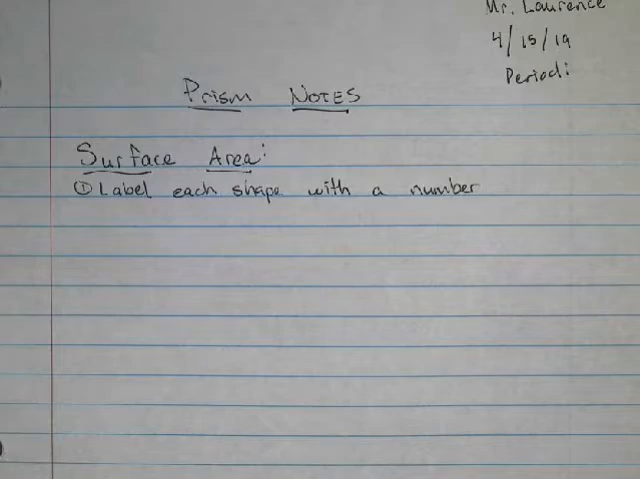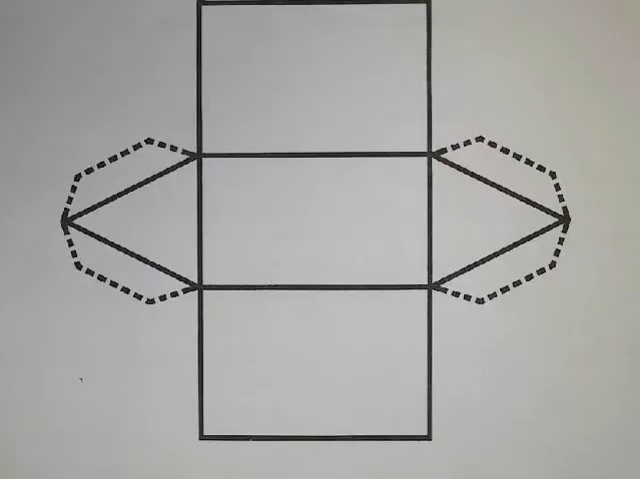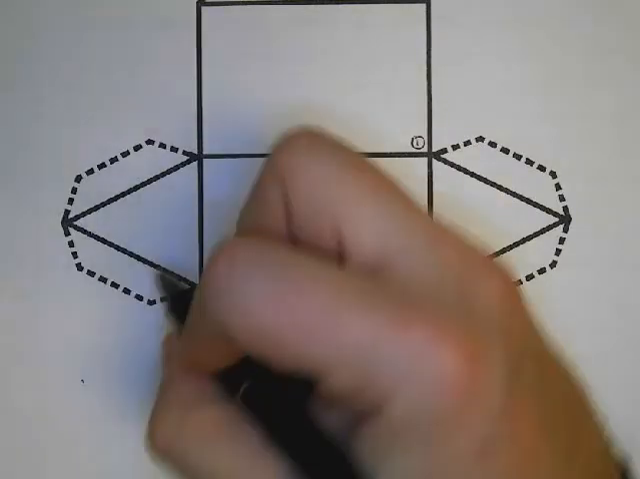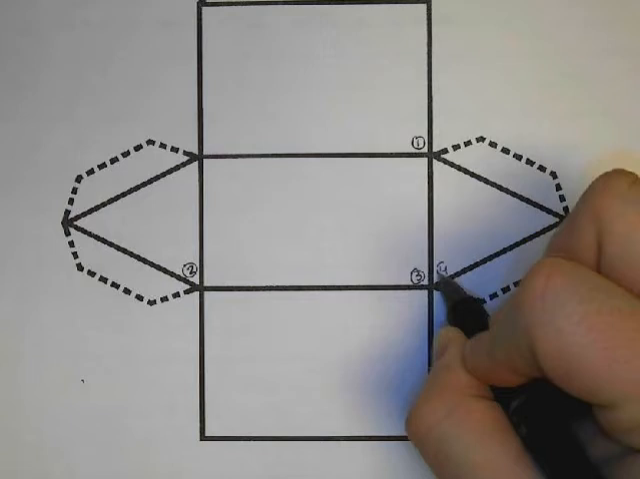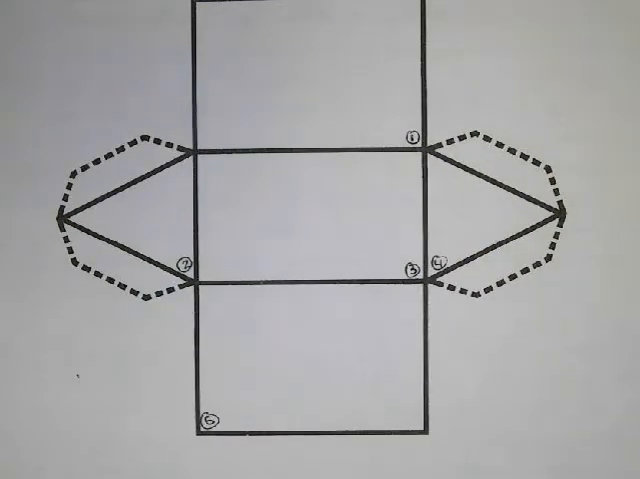So we'll take our Prism worksheet that we have right here. I'm going to label each one of these shapes with a number. There's a small one in the bottom in the corner, so that's number 1, number 2, 3, 4, and 5. So we've labeled each shape with a number. This will help us keep organized and keep track of which shape we're working on.